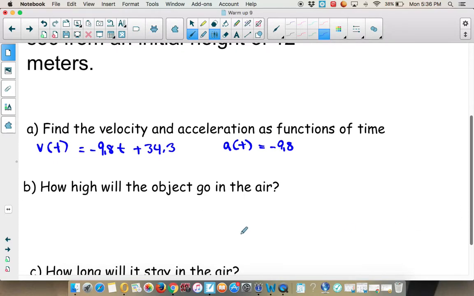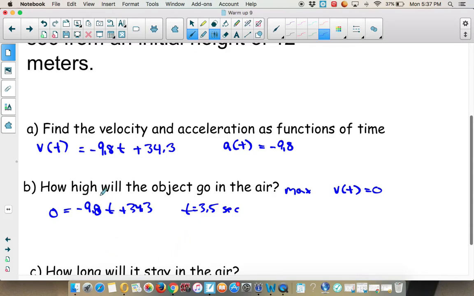Okay, how high will the object go in the air? Well, this is a max, and that's going to be when the derivative v of t equals 0. Now, that may not be the only time, but we know that when we set the derivative equal to 0, that can be where it occurs. So we're going to put in 0 is equal to negative 9.8 t plus 34.3. We're going to solve that, and we get a time of 3.5 seconds.